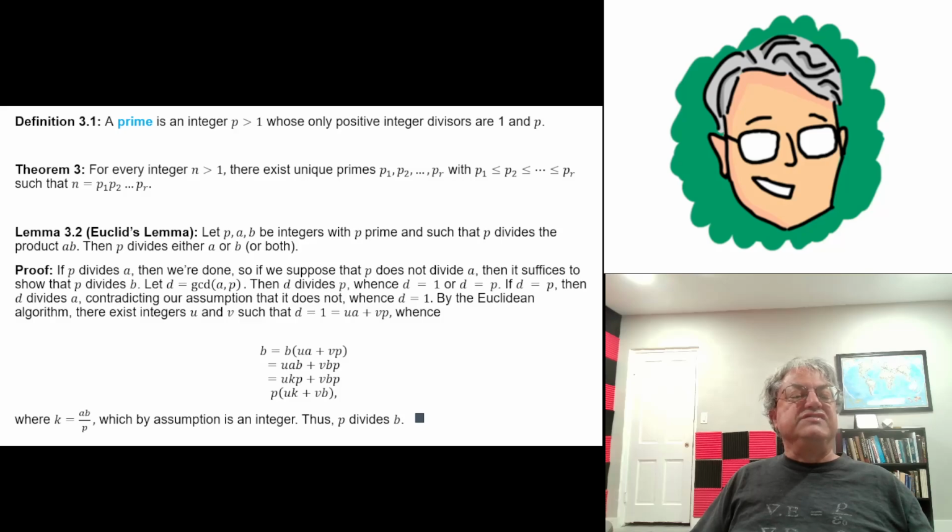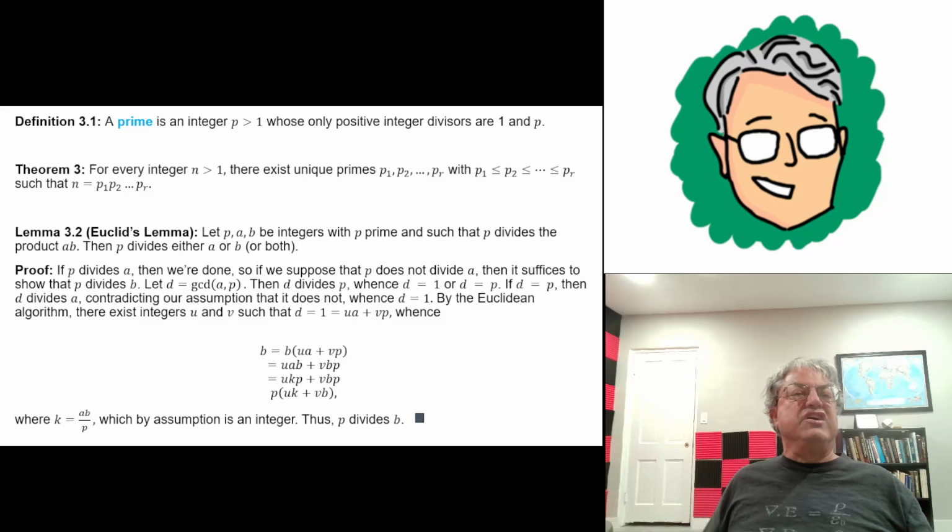So if we multiply the left side by b, we just get b times 1, which is b. And then the right side is just b times the quantity ua plus vp, which is what we had on the right. And now we can use the distributive property. We just say that's equal to uab plus vbp. And now we notice that P divided AB.